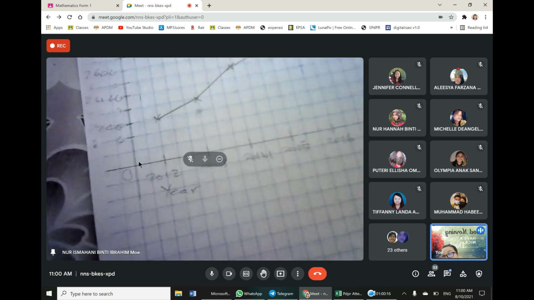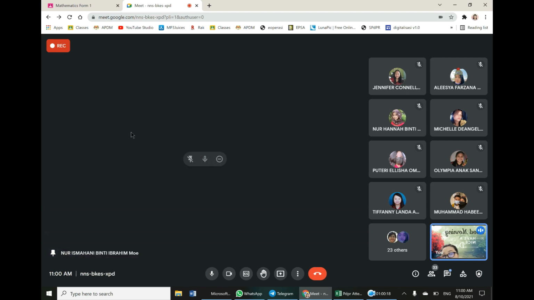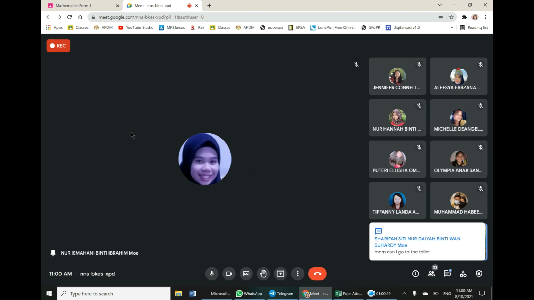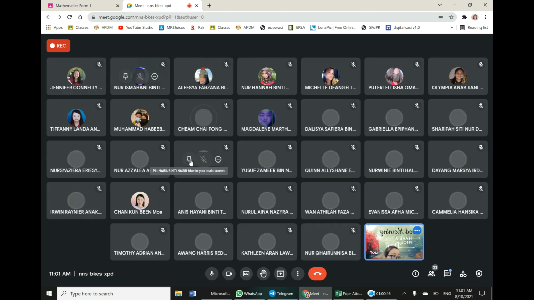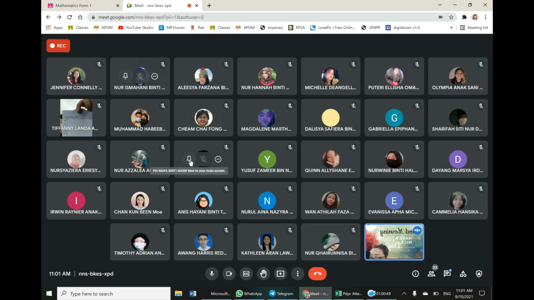So again, one more thing, you use 3 boxes in the beginning to represent how much. So your scale is not very uniform. If possible, you use 2 boxes each for the vertical axis. Sharifa, you may go. Okay, Ismahani, so you have to redo for that vertical axis. So make sure later on when I give you the exercise, you do it correctly. Okay, next person. Ismahani has done it. Next person. So Ismahani got the mark for group 3.